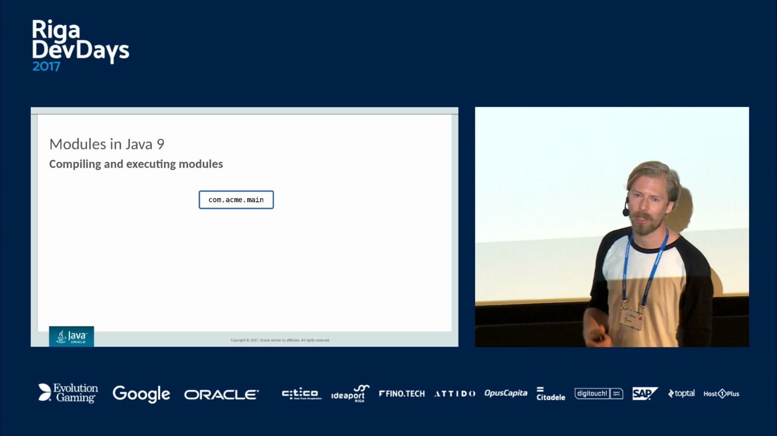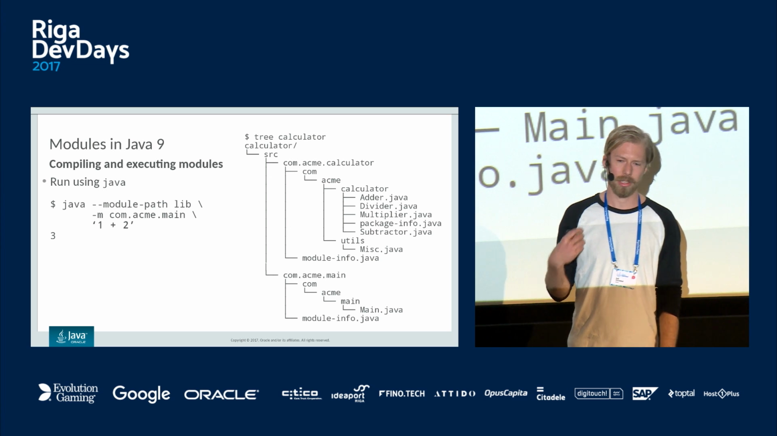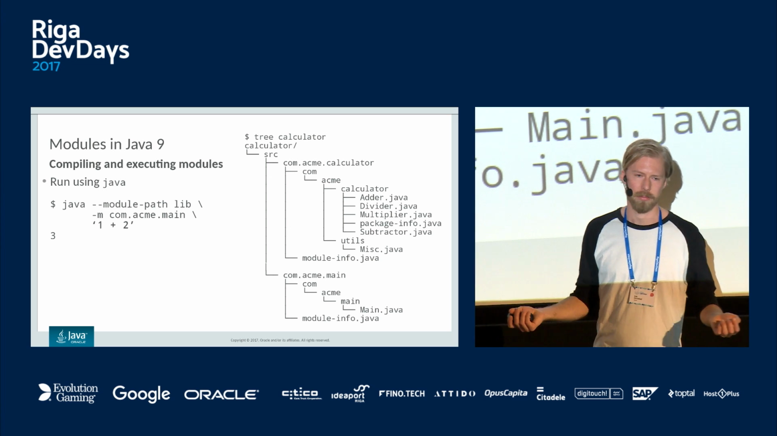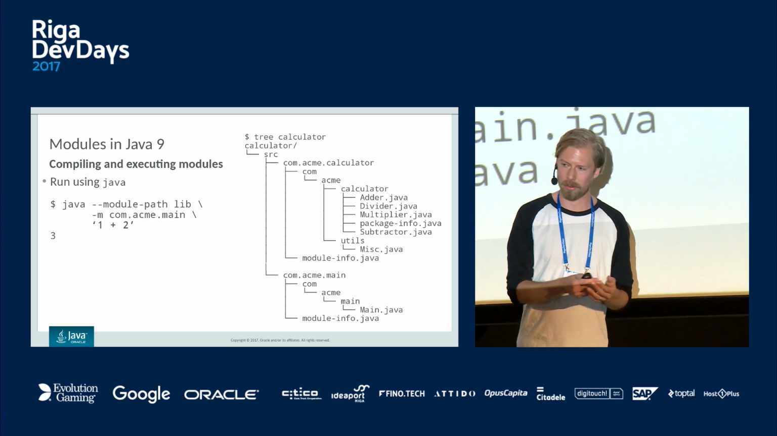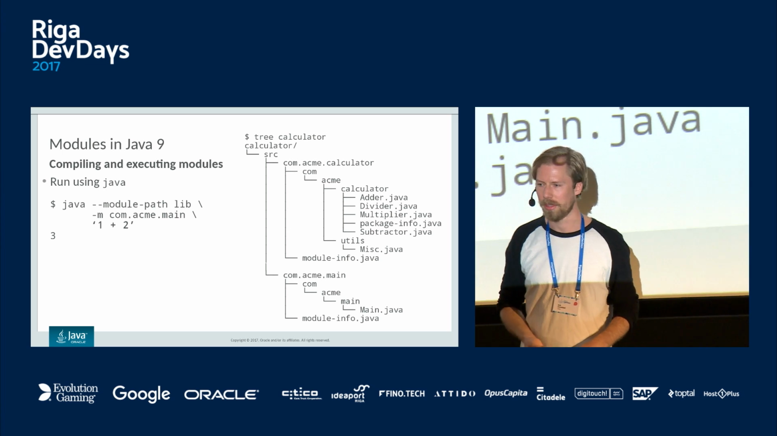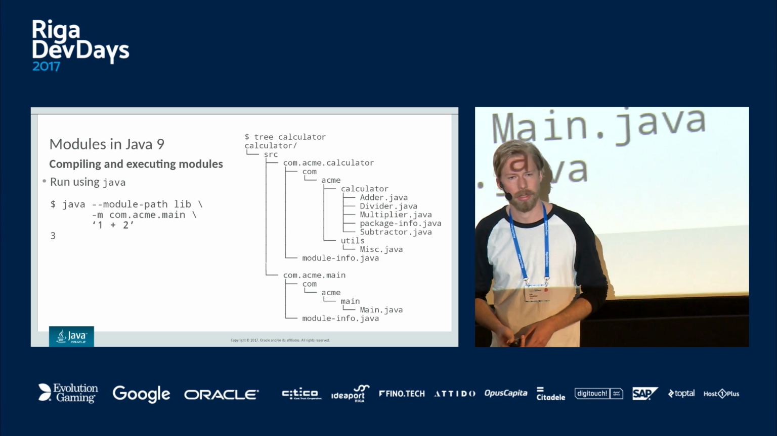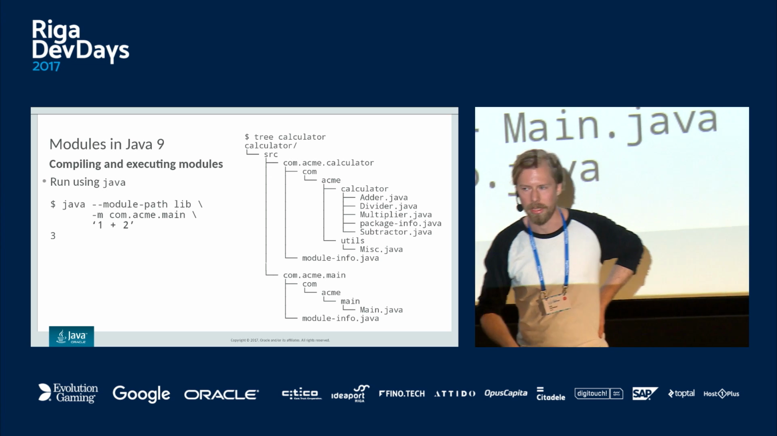But what is actually going on? Remember, if you look at this slide, we only told Java to run our main module. We didn't specify any other modules we need. We didn't list all the packages. The module path is just a directory. How did Java find out which modules were required by com.acme.main?